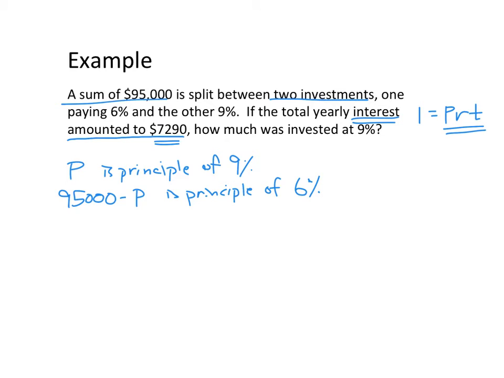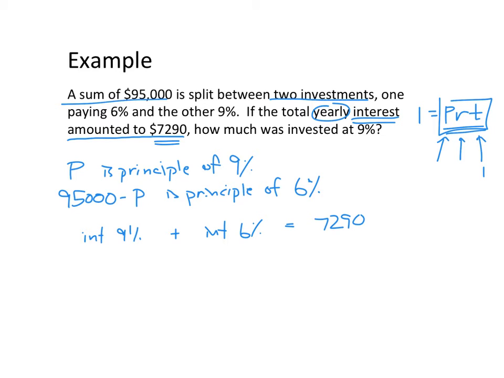Okay. All right, it said then the total yearly interest. So that means that the time must be 1. The rate depends on the account, and the principals we have expressions for, but all of those multiplied together gives us interest. And we know that the interest from the 9% account plus the interest from the 6% account is what equals the 7,290. Okay, so let's write expressions for these.